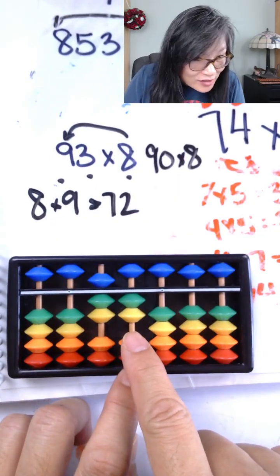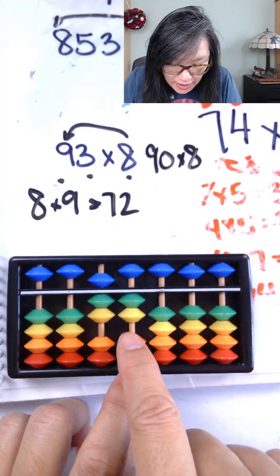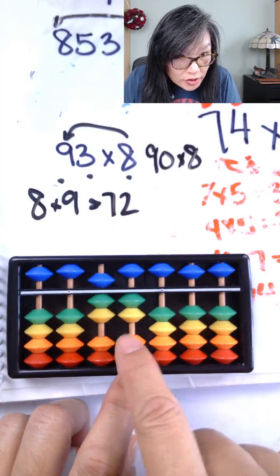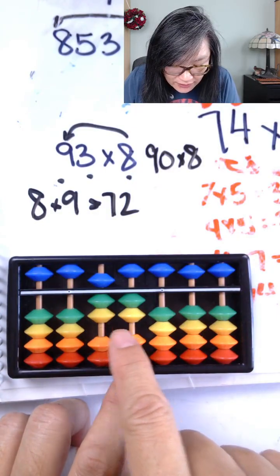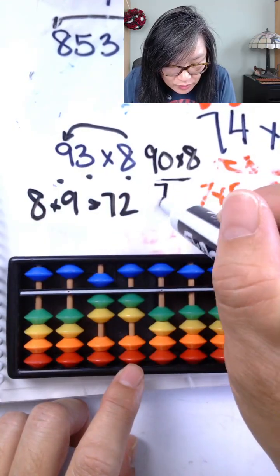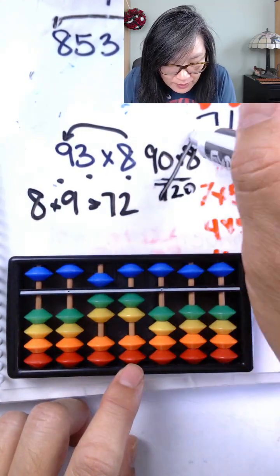Thank you, Cajun. So now I'm not going to need to track 720. All I've got to do is say 72. Does that make sense? In mainstream math, you have to track it because you're writing it out. But in the abacus, we don't do that.